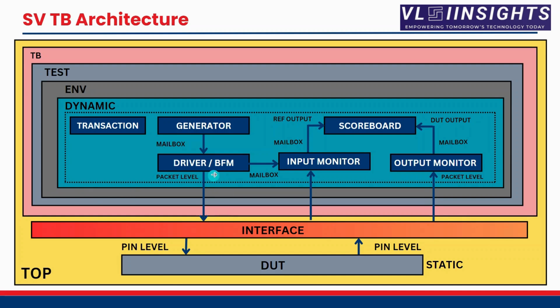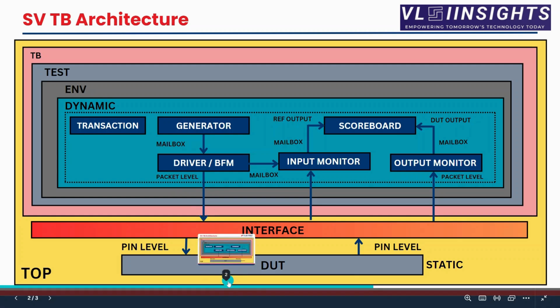So basically here what is happening is the data, the packet or the transaction, is getting converted from the packet level to the pin level of data, because the testbench is capable of understanding the packet level of transaction, whereas when the same data we are sending to the DUT, the DUT cannot, as the DUT is static, it cannot understand the packet level of data.